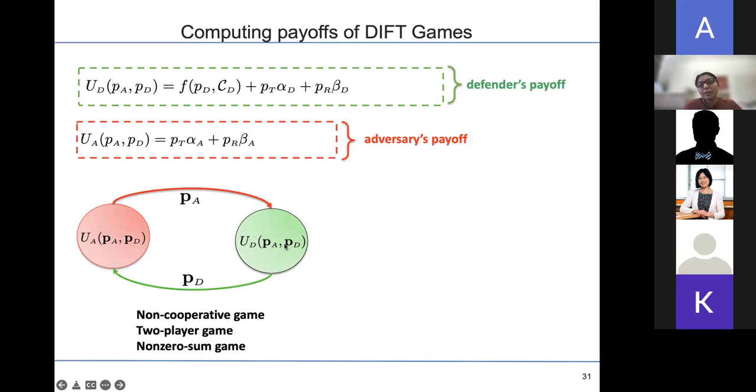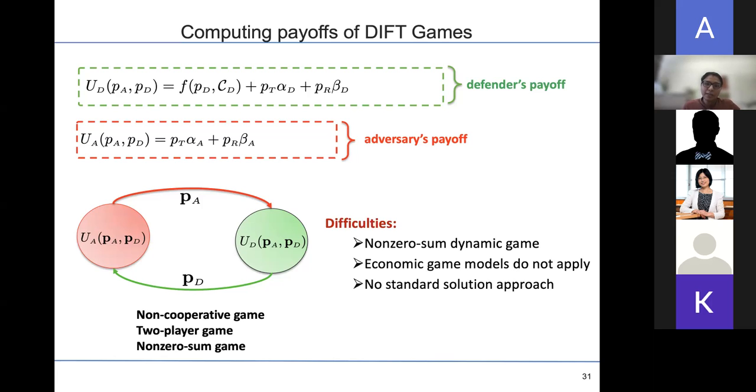That's why it's a game. It depends upon the actions of both players. And it is a non-cooperative game because they have competing interests. And it is a 2-player game because we have 2 agents, APT and DIFT. It is a non-zero sum game because UA plus UD does not add up to 0. The class of games where the payoffs of the players add up to 0 are called zero-sum games. But here we have a non-zero sum game.